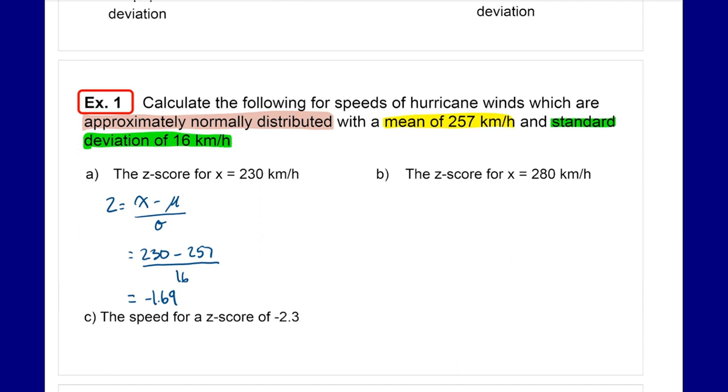For B, same idea. Z-score equals x minus mu divided by the standard deviation. We have 280 minus 257, which is our average, divided by 16, and we get a z-score of 1.44. So that means that a wind speed of 280 kilometers per hour is 1.44 standard deviations away from the mean.